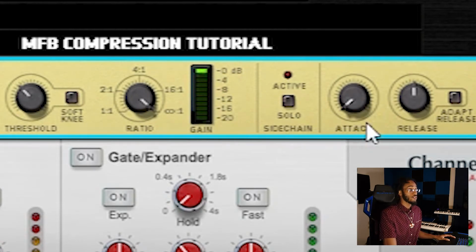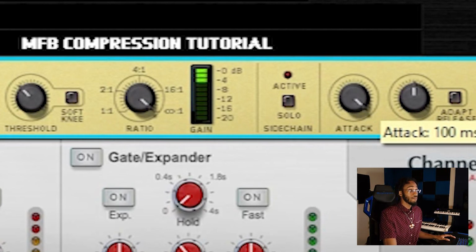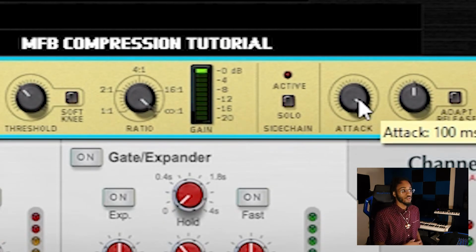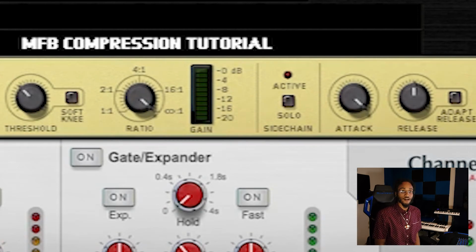Now, if we take our attack and put it up to 100 milliseconds, you can see that the green meter is not reacting as quickly to the compression. So now, instead of it happening right at the 1 millisecond mark, any audio that's still over the threshold at 100 milliseconds is what the compressor is starting to compress. So now let's talk about the release.